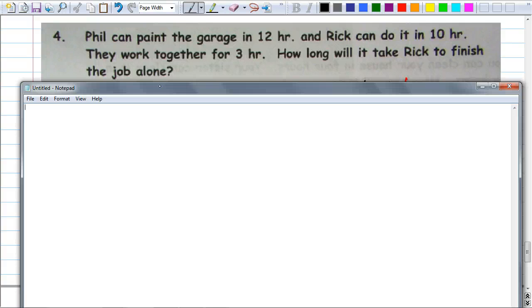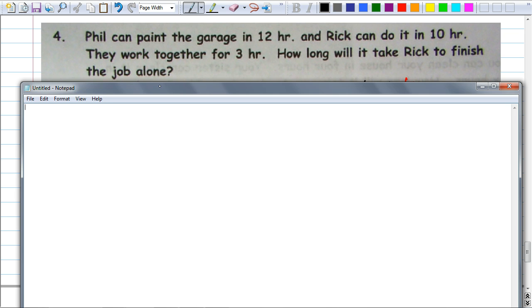So if we work together for 3 hours, then Phil needs... Exactly. They work for 3 hours. Does that mean they're done painting the whole job? No. So I guess Phil has to go home or something. And then afterwards, how long would it take Rick to finish the whole job by himself? Do you see what it's asking? Do you understand what's going on here?